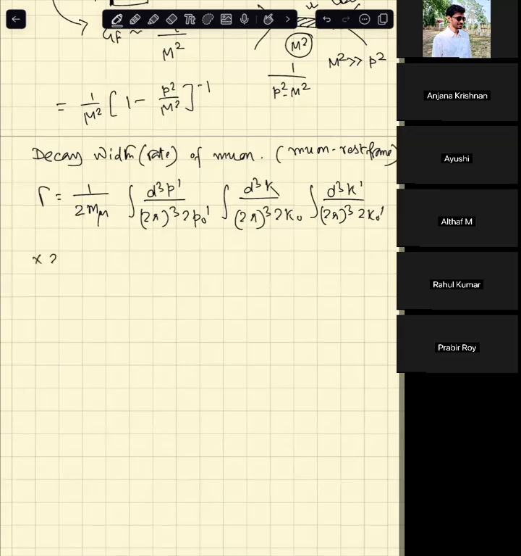And then we have this momentum conservation, rather four momentum conservation. So you can see the momentum will be distributed into the electron, muon neutrino, and anti-electron neutrino. So P should be equal to the sum of all these four momenta of these particles.